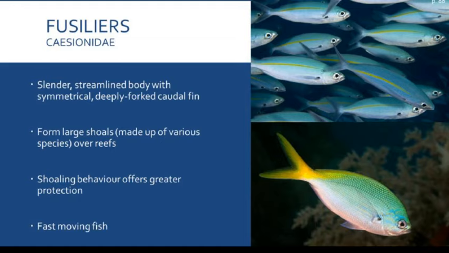Our fusiliers, or Caesionidae, these are our slender, streamlined bodied fish. They've got symmetrical, deeply forked caudal fins, which we can see over here, okay? There's a bit of a rule in the fish world that the deeper the fork, the faster the swimmer. So you can see these guys are built for speed in terms of their tail shape. They often form very large shoals made up of lots of different species. So you might have lots of different species of fusiliers forming one big group.